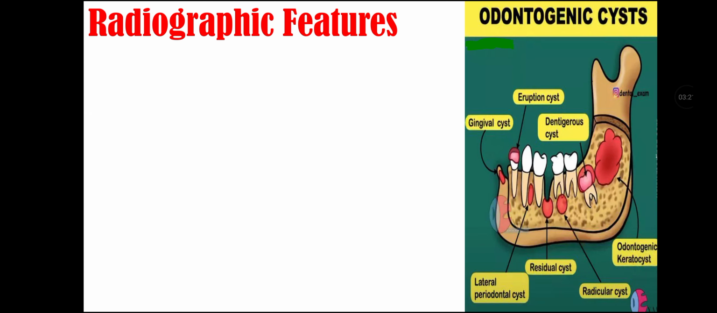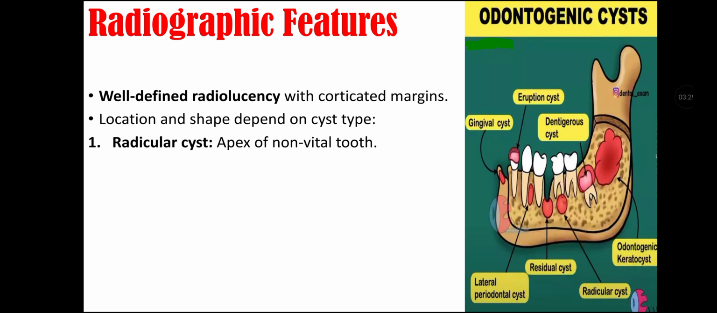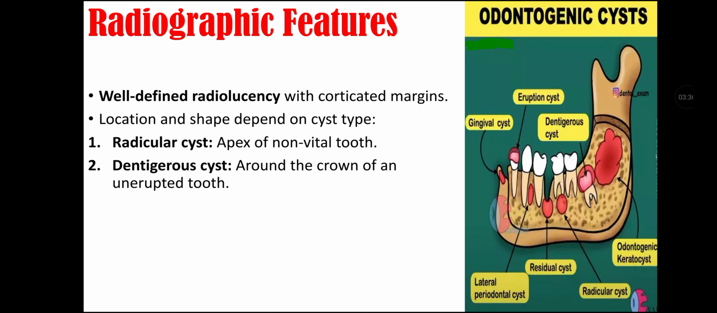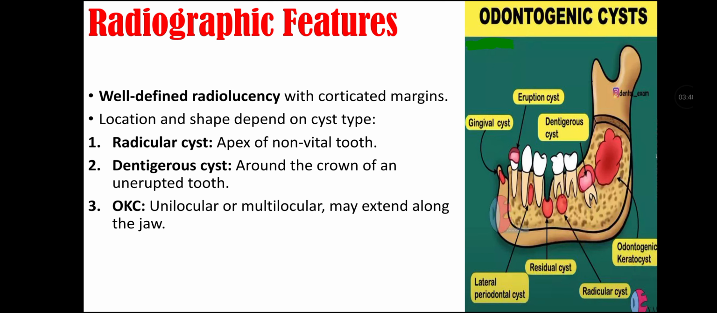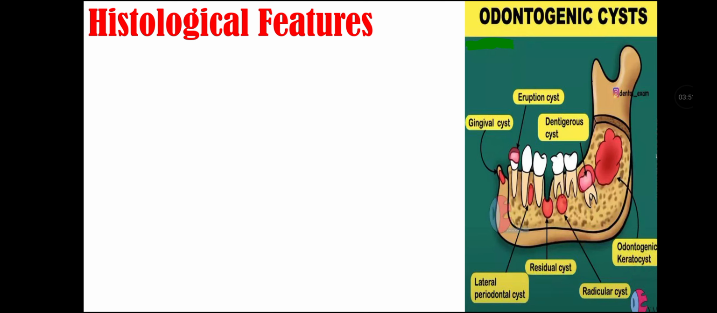Radiographic features of odontogenic cyst. It has well-defined radiolucency with corticated margins. The location and shape depend on the cyst type. Like radicular cyst is mostly associated with apex of non-vital tooth. Dentigerous cyst is around the crown of an unerupted tooth. Odontogenic keratocyst is unilocular or multilocular and may extend along the jaw. Radiographs help in diagnosis, treatment planning, and monitoring of odontogenic cyst.